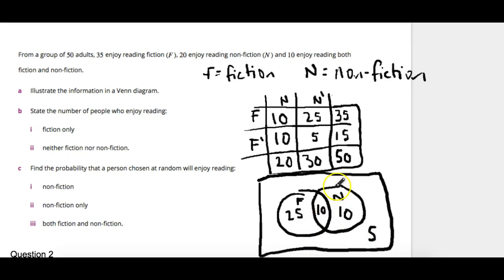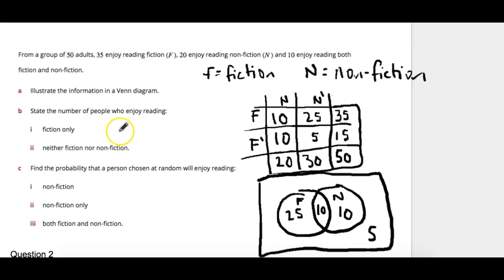Now, all your numbers should add up to 50. So let's just check. 25, 10 gives you 35, and 10, 45, and 5 gives you 50. Okay, so I can see how doing a two-way table is easier than a Venn diagram, but some people can go straight into a Venn diagram. Okay, so we've done the information on a Venn diagram.